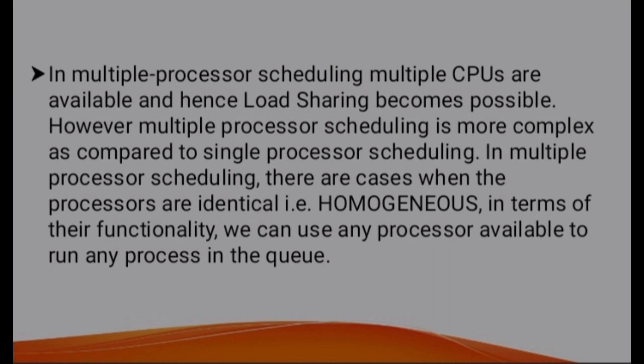Multiple CPUs enable load sharing, distributing work for better performance. However, this makes scheduling more complex than with a single CPU, as the scheduler must decide which CPU runs which task. Even with identical CPUs, the scheduler still needs to balance the load and assign the tasks efficiently.